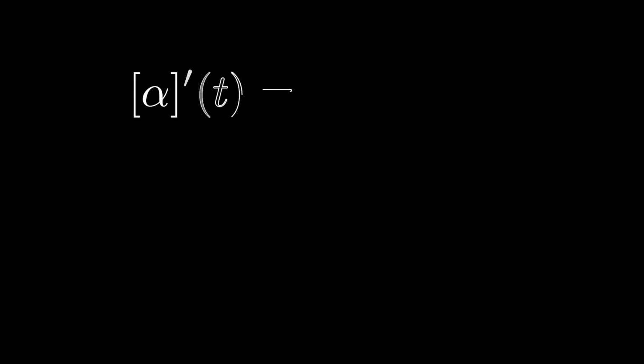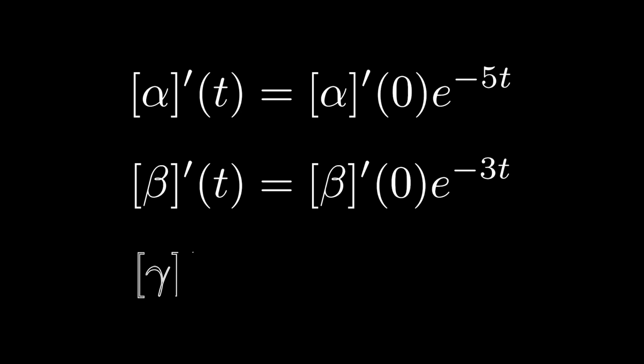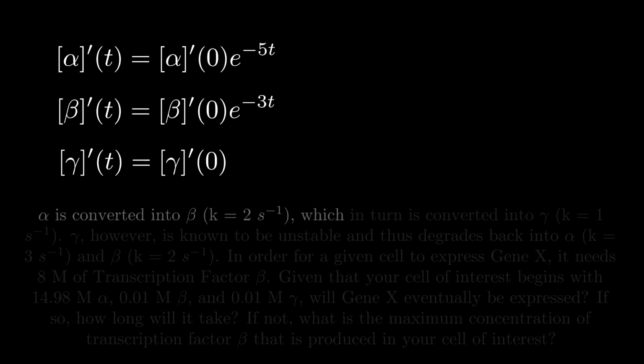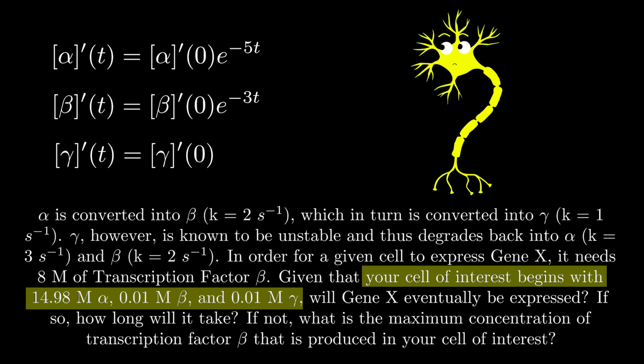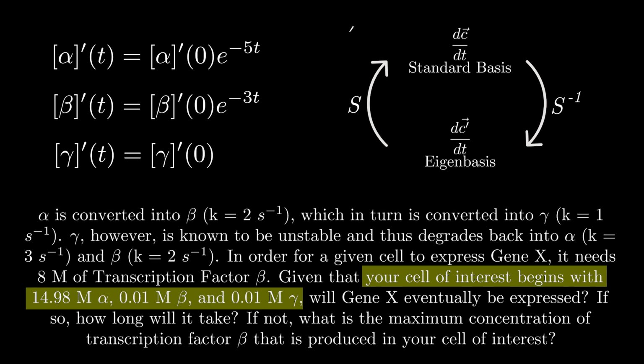So our next step is to plug in our initial values of alpha, beta, and gamma into our solutions. And you might be tempted to plug in 14.98, 0.01, and 0.01 because the question said that these are the concentrations that we started with at time equals 0. But be careful. These values are in our original basis, while our differential equation solutions are in our eigenbasis. Thus, we need to convert our initial concentrations to the eigenbasis so that everything is in the same basis. Remember, to do this, we can simply use our matrix inverse of S, and by doing this, we get the following concentrations.